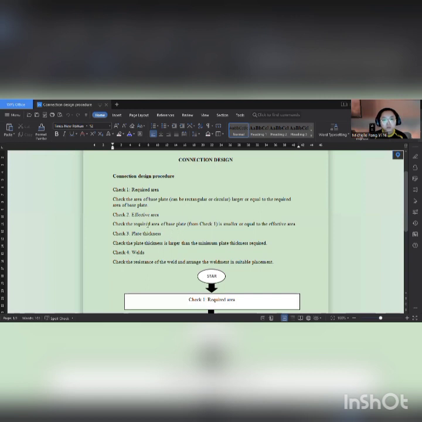Thirdly, we check that the flat thickness is larger than the minimum flat thickness required. Fourth, we check the resistance of the wall and arrange the wall mount in suitable placement.